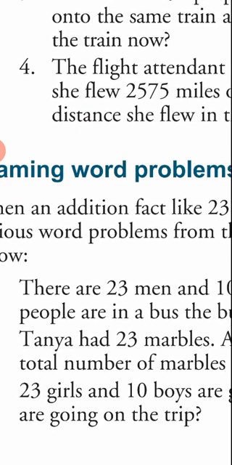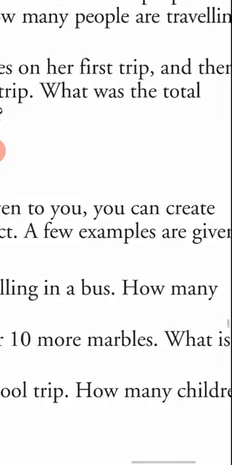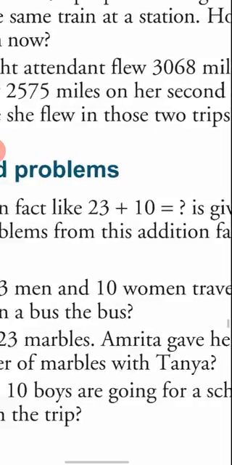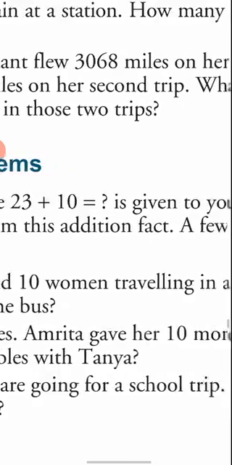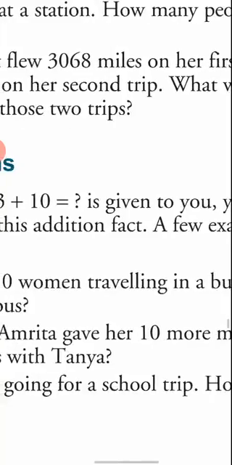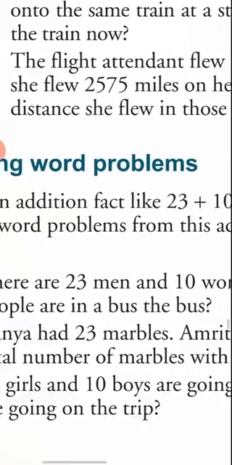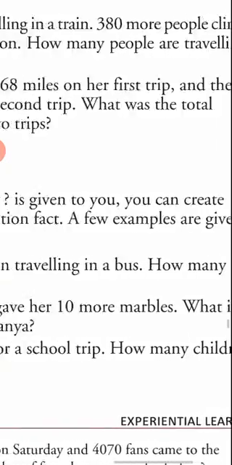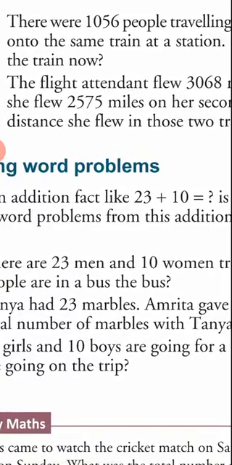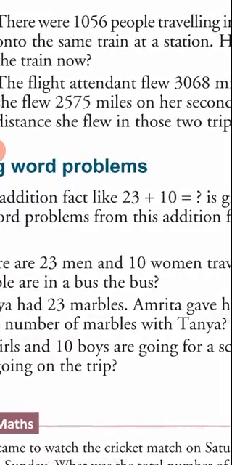Move towards question number 4. The flight attendant flew 3068 miles on her first trip, and then she flew 2575 miles on her second trip. What was the total distance she flew in those two trips? Now, the attendant flew 3068 miles on her first trip, and then she flew 2575 miles on the second trip. What was the total distance she flew in those two trips?